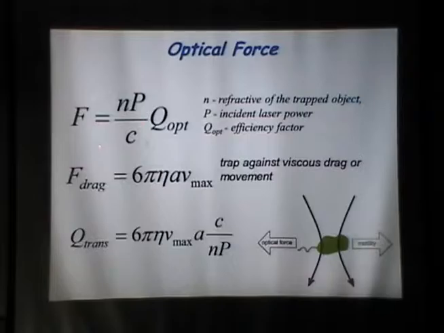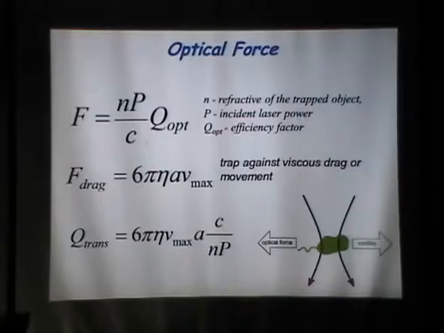And so the force here will be given by the refractive index of the trapped particle, the incident power of the laser light, divided by the speed of light, times some sort of efficiency factor for this process. If I am in a solution, what will also happen is that I have a drag force acting on this particle, which is given by this equation, it's just Stokes drag, which is proportional to the viscosity of the liquid, proportional to the size of the particle and the maximum velocity. And so if I want to now calculate the transverse efficiency factor, I can equate these forces to each other, and this will be the expression for it. So I can study a lot of things by looking at this type of forces.